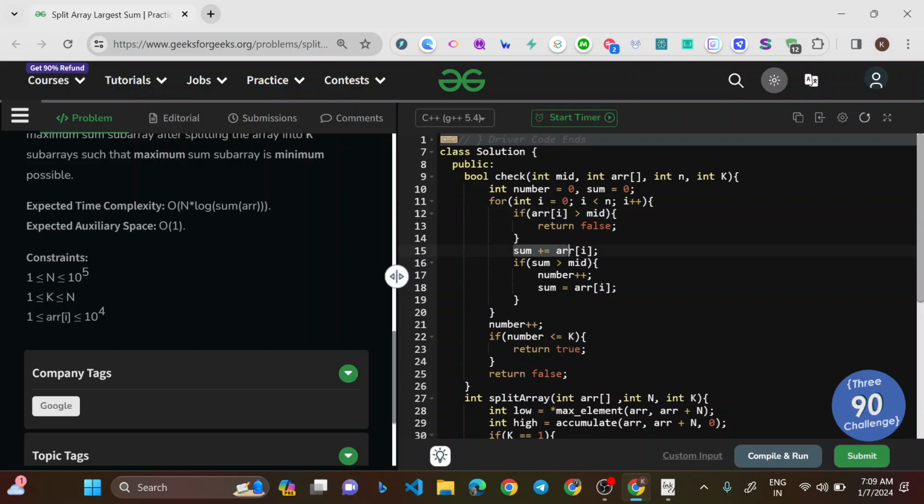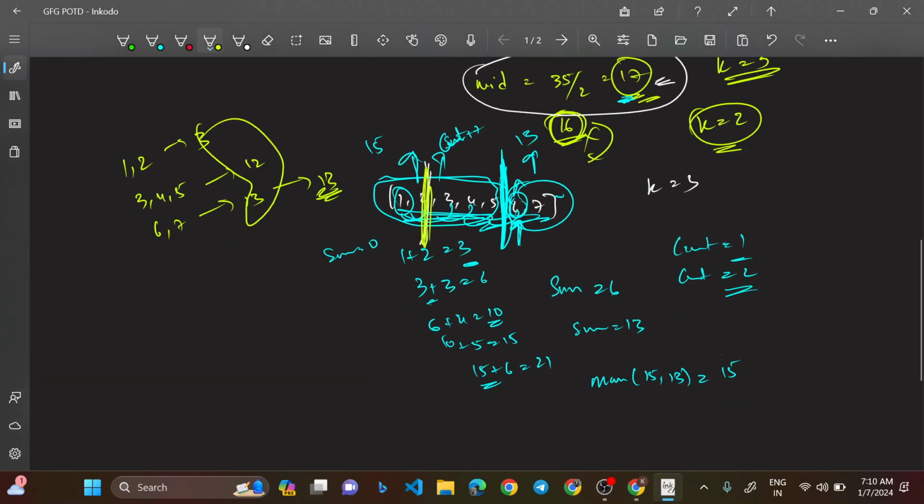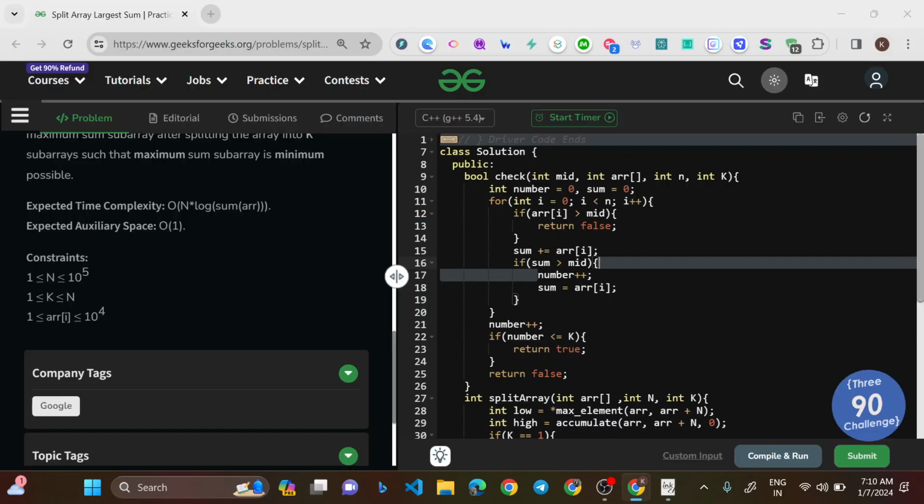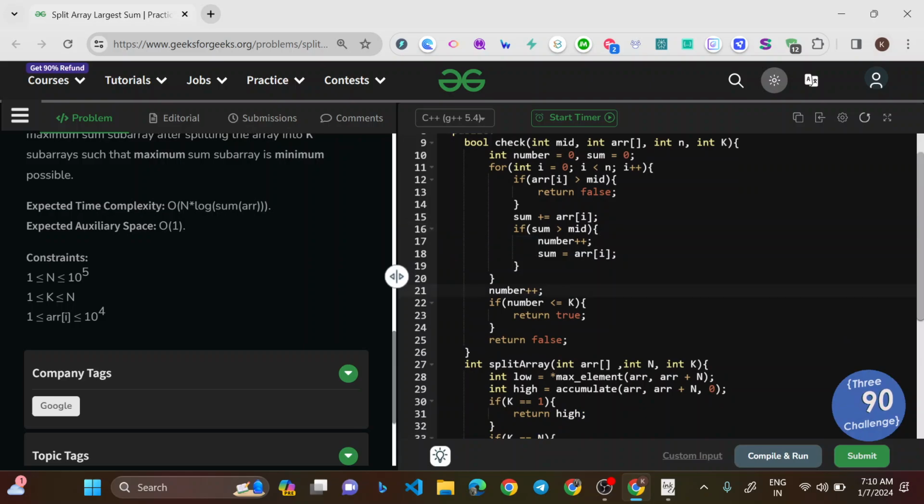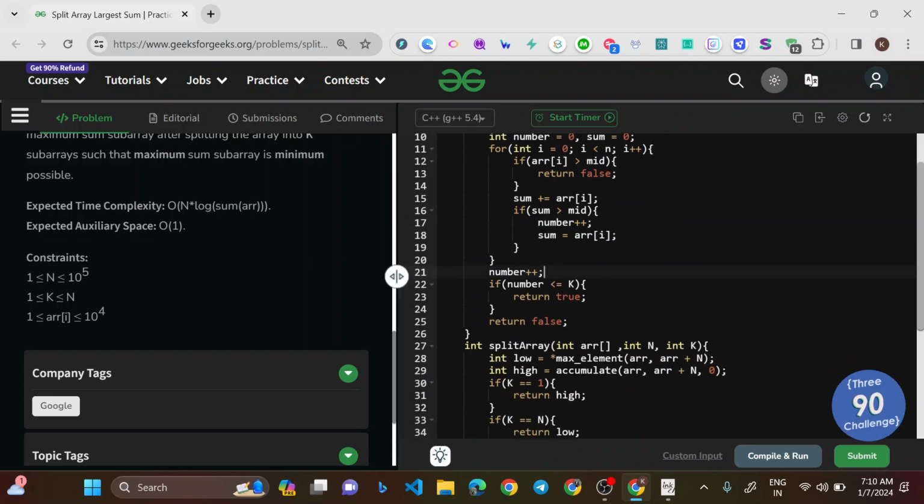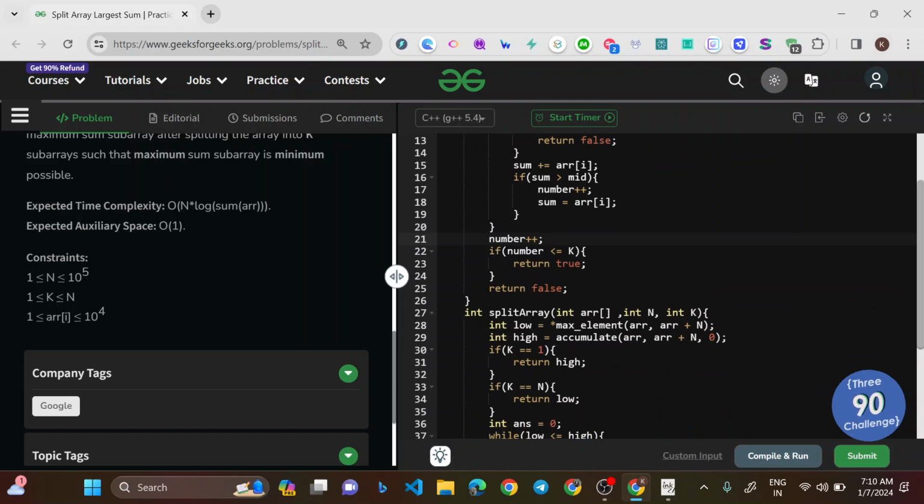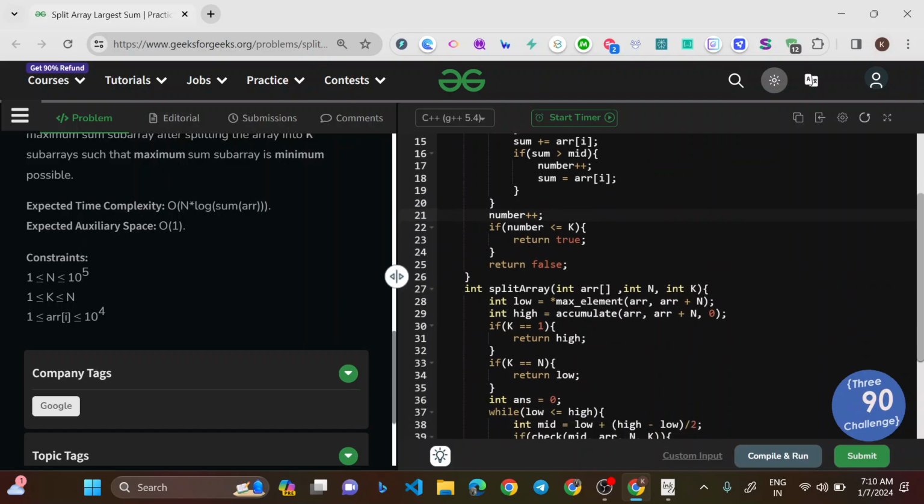Else you add that particular element into your sum, and if your sum turns out to be greater than the target after adding, that means you cannot include that element into the current subarray. So you just do number plus plus. This is the bifurcation point that we have discussed here, right? So the same thing here: you increase number plus plus and sum becomes array of i. Finally, once you reach the end of the array, do number plus plus for the total number of subarrays, and if that number turns out to be less than or equal to k, return true, or else return false.